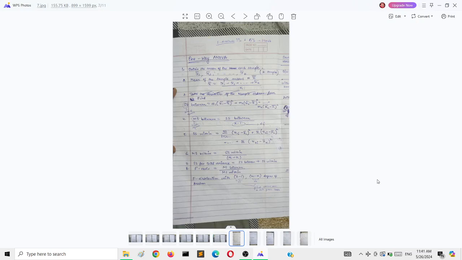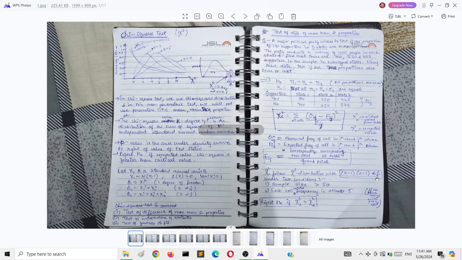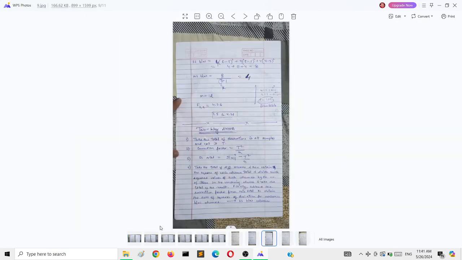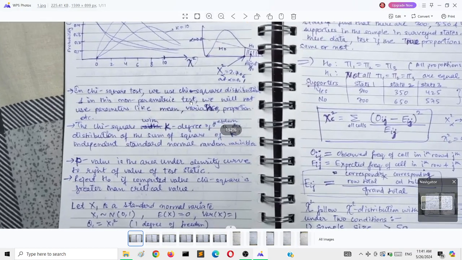And in ANOVA we have two things: one is one-way ANOVA and the other is two-way ANOVA. So we have these particular things in our handset. Starting with the chi-square test. This is not just chi-square, this is the chi-square test. So let's get started with that. Let's zoom in a bit.